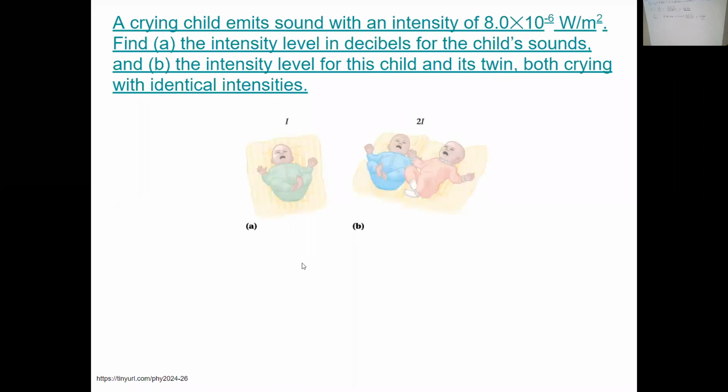Let's take a look at a couple of examples here. The first example says a crying child emits sound with an intensity of 8.0 times 10 to the negative 6 watts per meter squared. Find the intensity level in decibels for the child's sound.